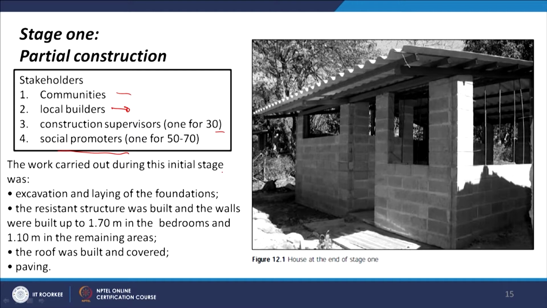So in the initial stage, they did the excavation and laying of the foundations as per the codes. The earthquake resistant structure was built, and the walls were built up to sill level, about 1.7 meters in the bedrooms and 1.1 meters in the remaining areas. The roof was built and covered. So this is stage 1, where you can see the vertical reinforcement. Stage 1 is completed with a half finished product with a small roof, walls and the basic structure. There are no windows, no doors, nothing.